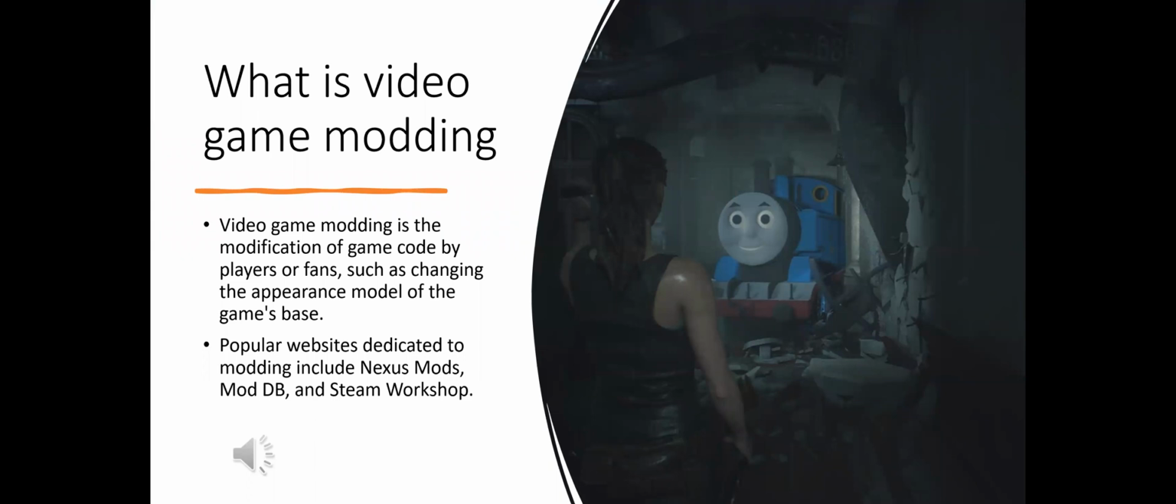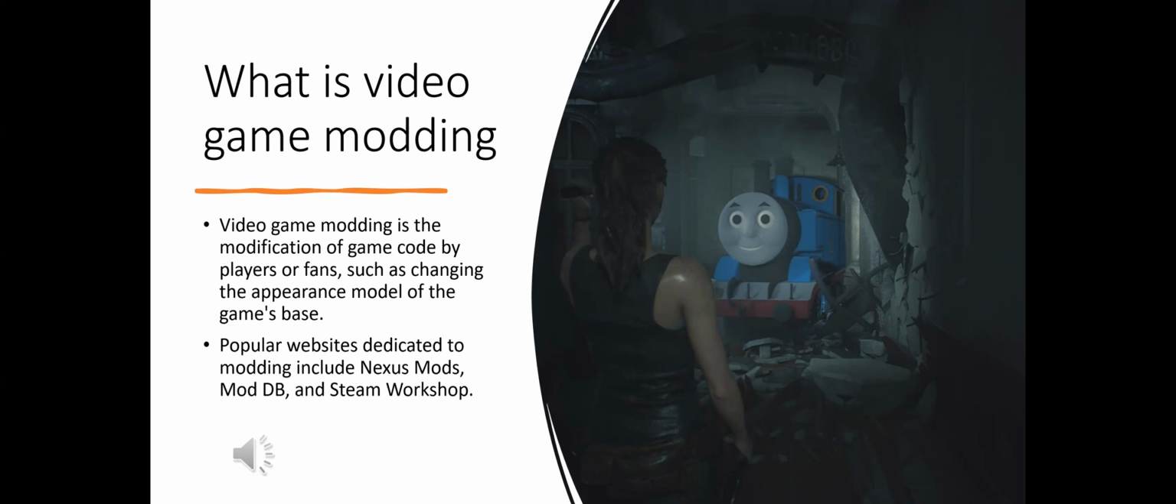Firstly, what is video game modding? Video game modding is the modification of game code by players or fans, such as changing the appearance model of the game space. The scope of video game modification includes many things, such as the scene layout in the game and the appearance or behavior of the game characters, which can expand the game's replay value and enhance the game's fun.